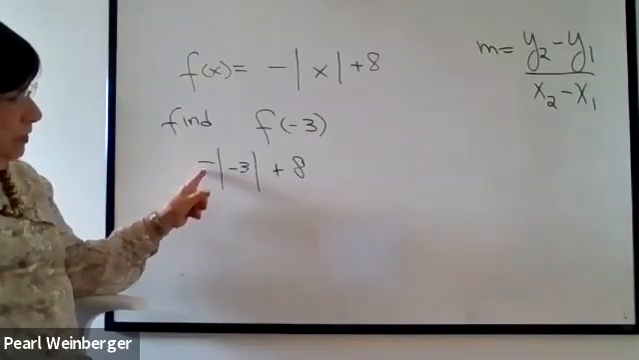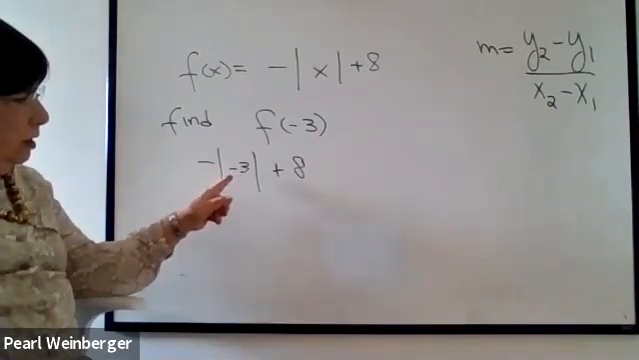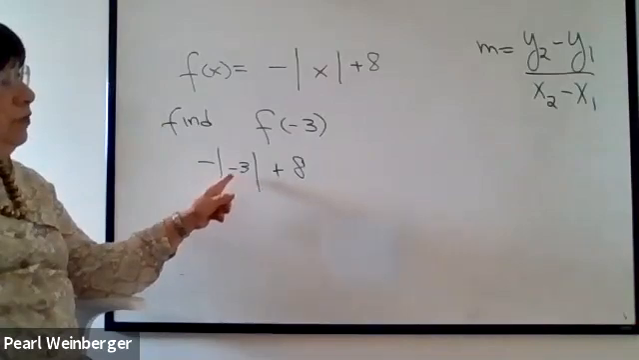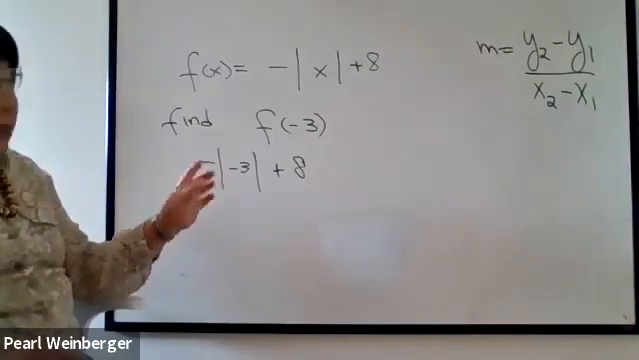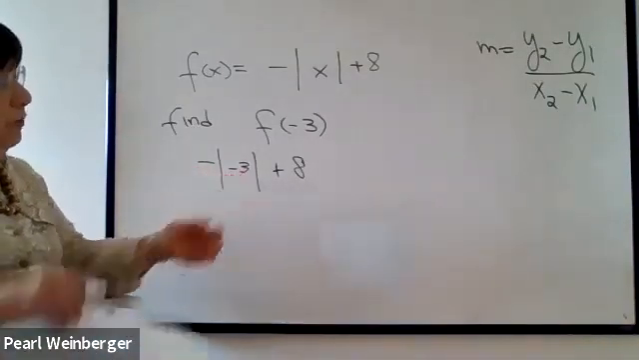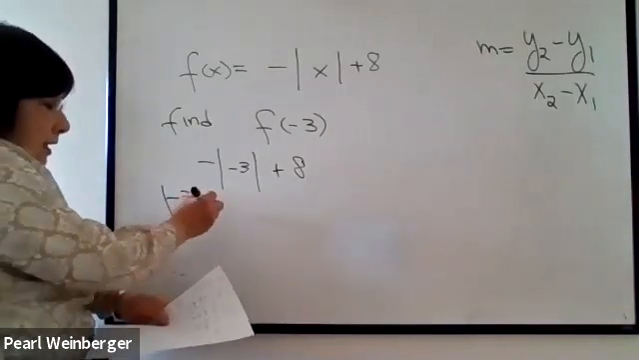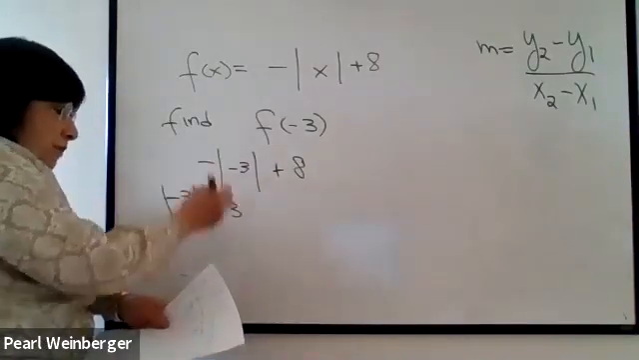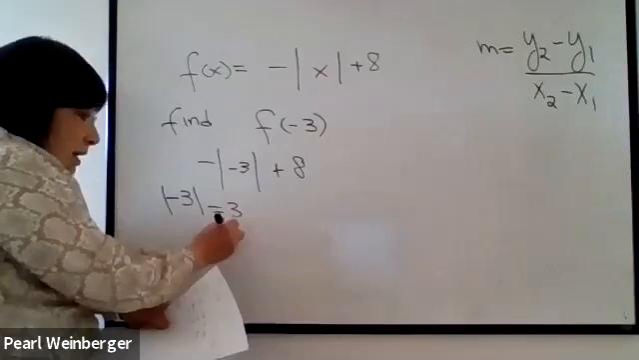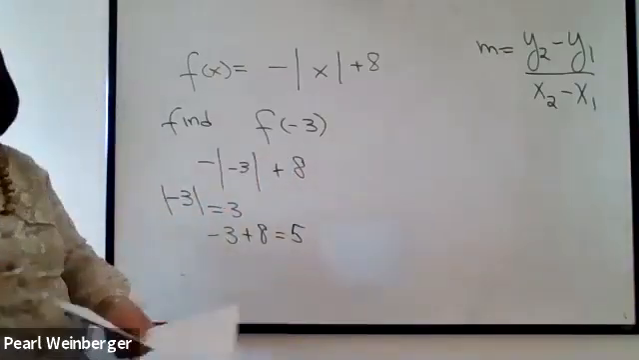Well, then what about this negative on the outside? Remember, the absolute value of a number, those two straight lines mean absolute value, means that I want the positive value of any number, I always drop its sign. The absolute value of negative 3 is 3. But now there's a negative in front of it. So this is negative 3 plus 8. And you're completely right that that is equal to 5.